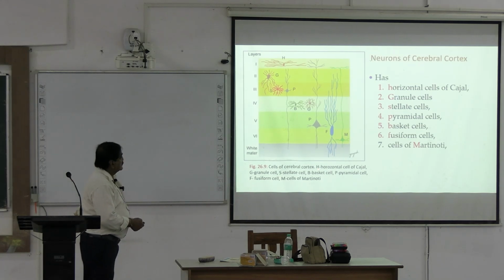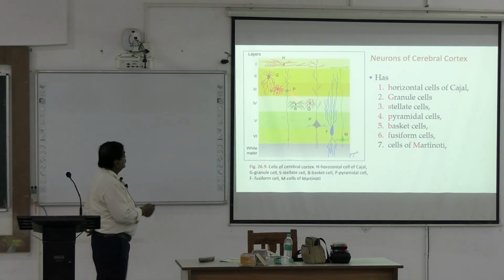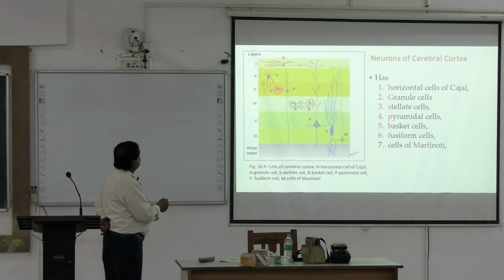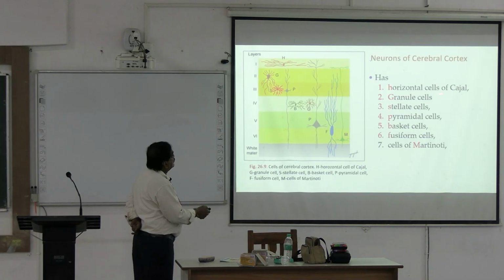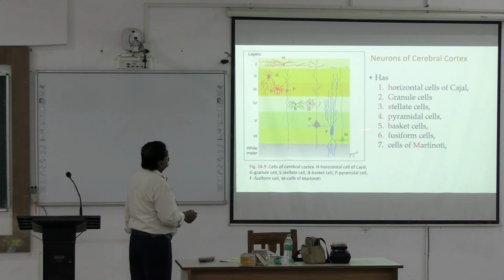Cells of cerebral cortex: 1, 2, 3, 4, 5, 6, white matter. Now you see these horizontal cells, the horizontal cells of Cajal. Then granular cells, your stellate cells here, and your basket cells, fusiform cells, cells of Martinotti.